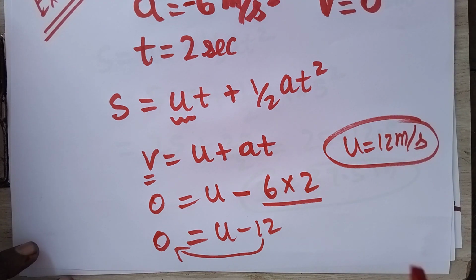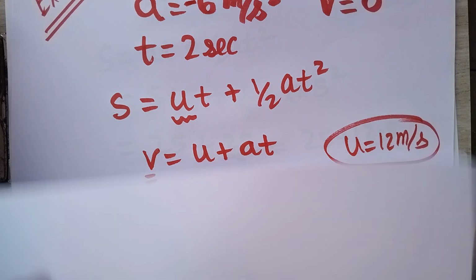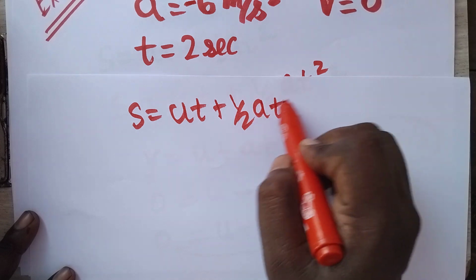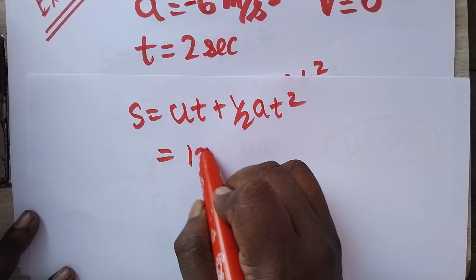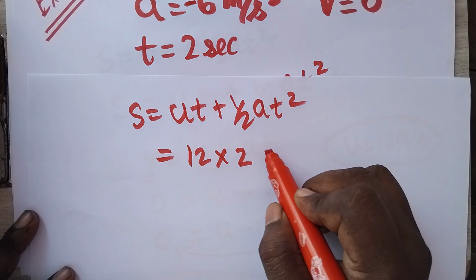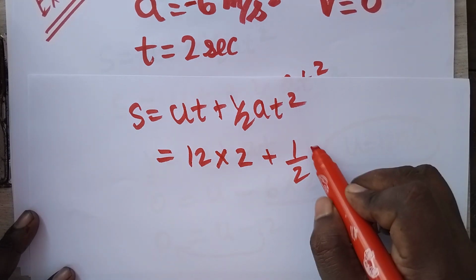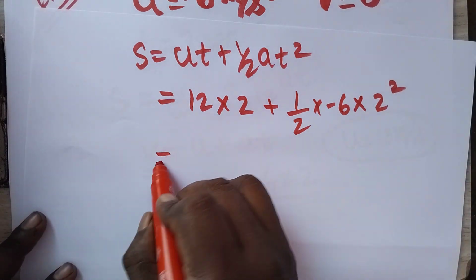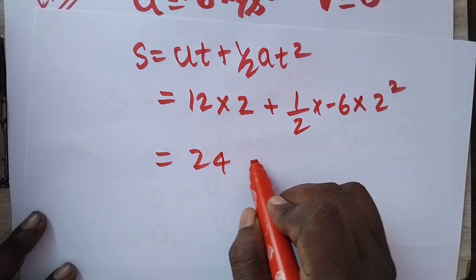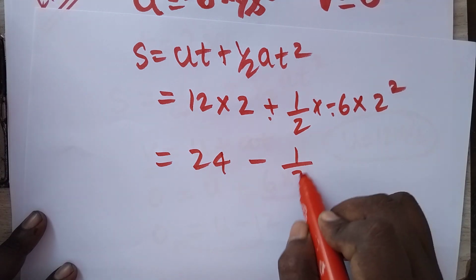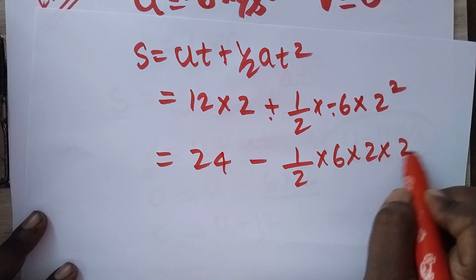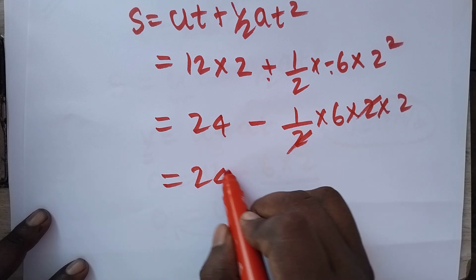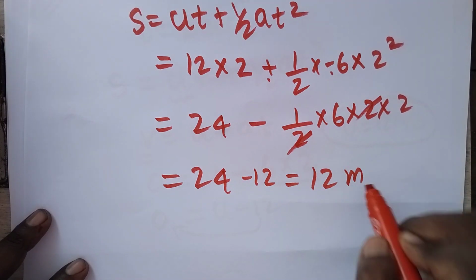Now we got u, so we can get the displacement. Displacement formula: s = ut + ½at². What is u? 12. What about t? 2. Plus ½ times a, which is minus 6, times t squared, which is 2 squared. Now 2 into 12 is 24, minus 2 times 6 into 2 into 2 over 2. This 2 gets cancelled, 2 into 6 is 12. So 24 minus 12. The answer is 12 meter as the displacement.